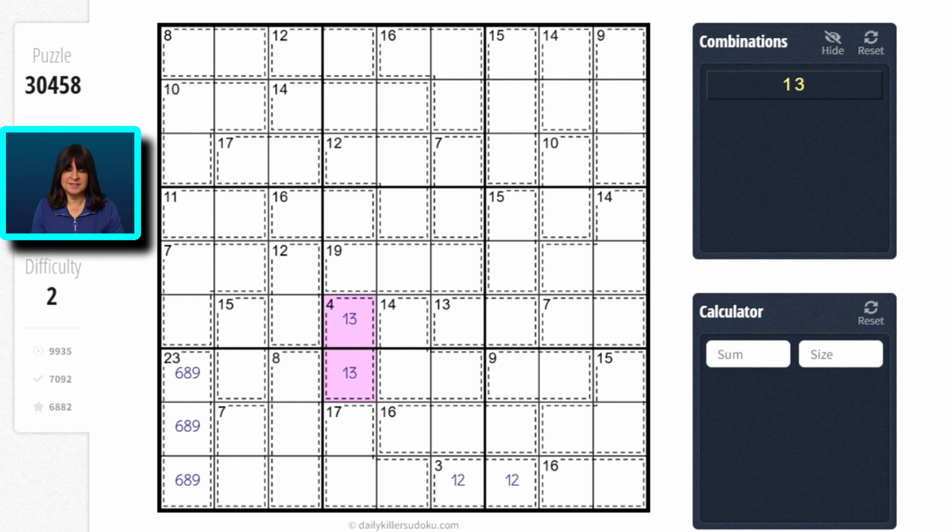And let's see, here's a 16 with just 2 cells, so it can't be an 8 and an 8 because we can't repeat numbers, so it has to be a 7 plus a 9, right? And here's another 16 with 2 cells, so again, 7 and 9.